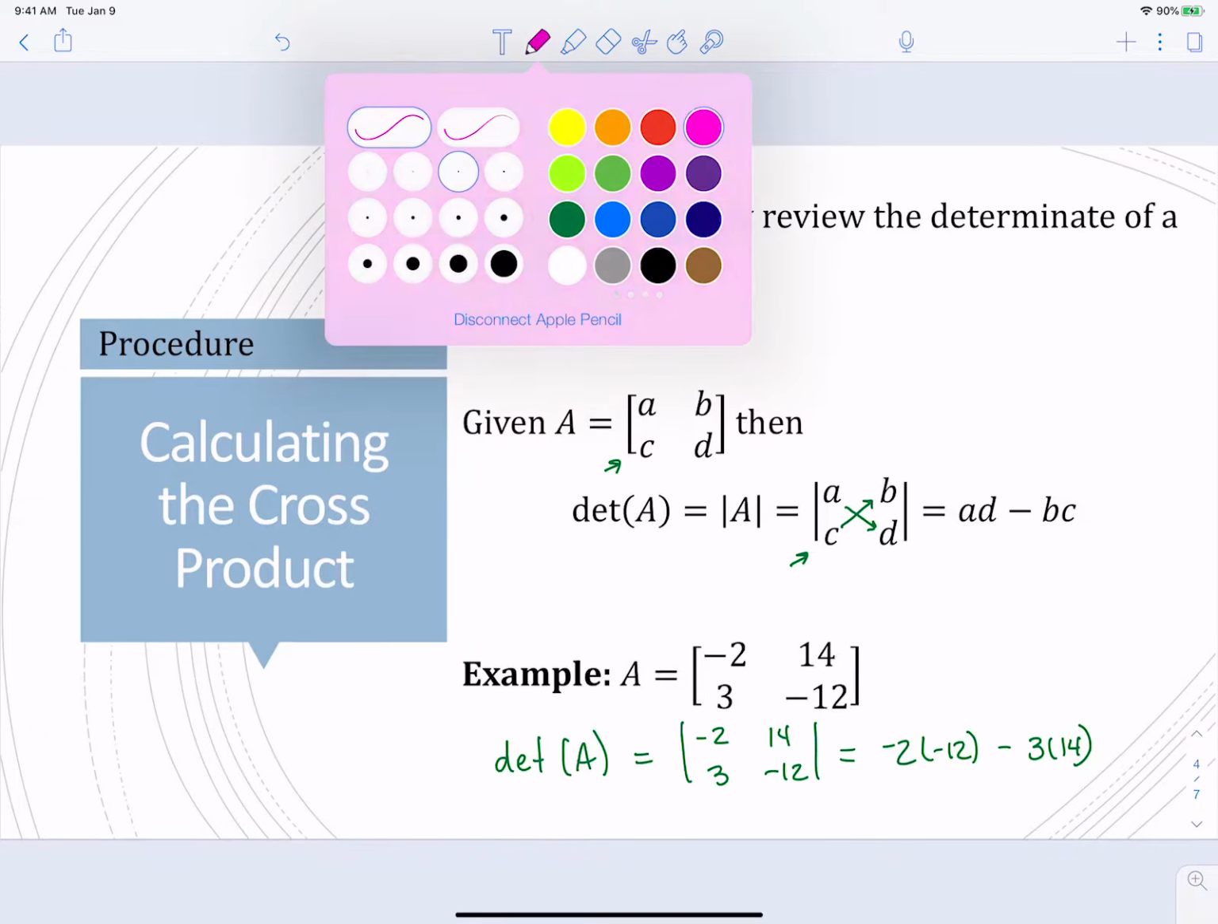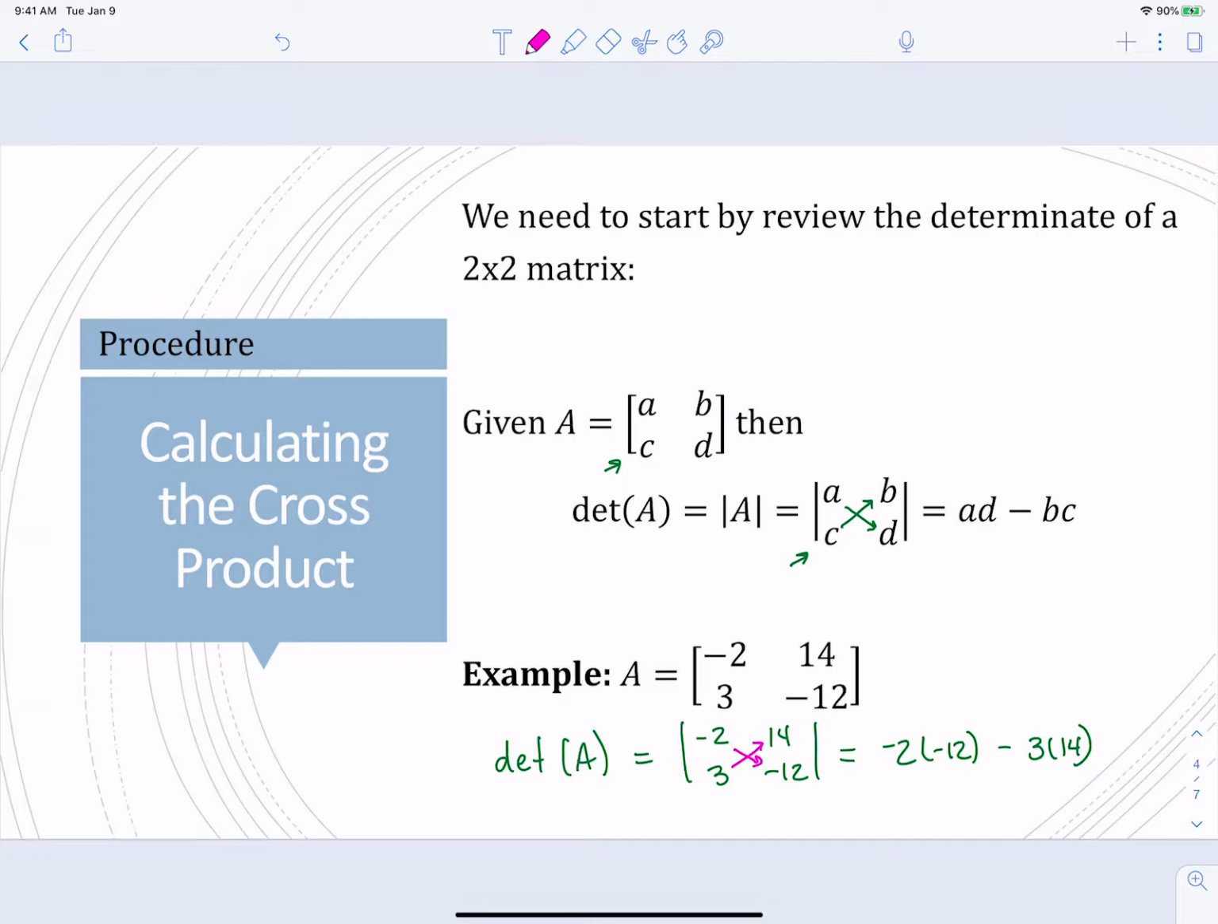But again, it's going to be that A times D and that B times C.